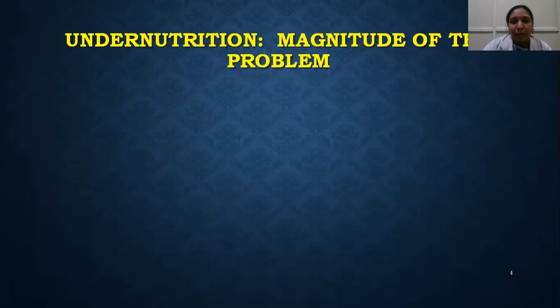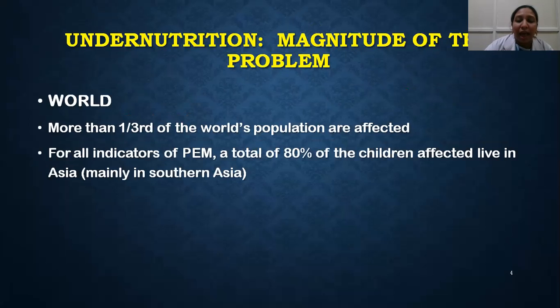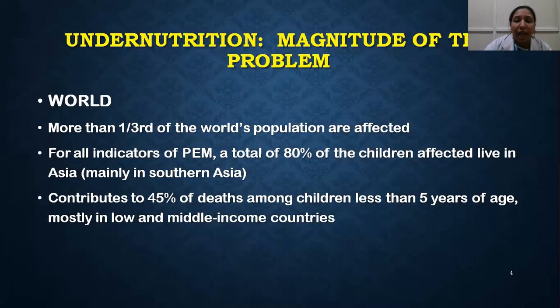Okay, so coming to the magnitude of the problem, here we are speaking in terms of undernutrition. When we see around the world, more than one third of the population is affected with this undernutrition problem. And when you look at the indicators of PEM, that is protein energy malnutrition, most of the children reside in Asia, especially in southern Asia. Most of the undernourished children are found there.